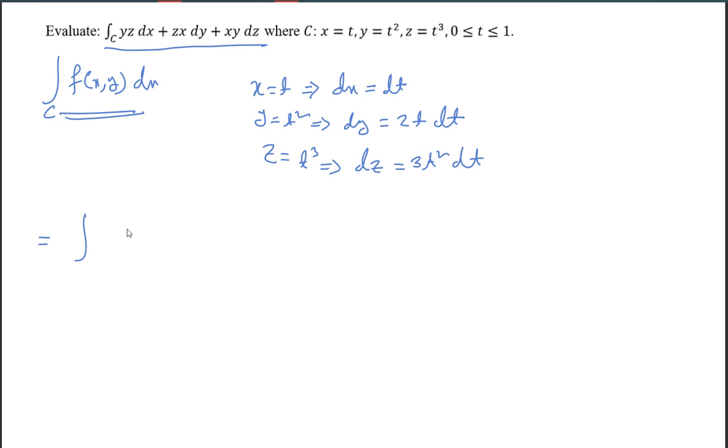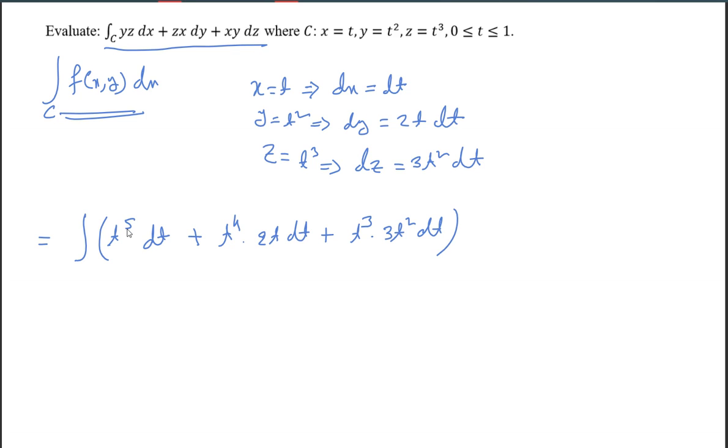integration over C. I will replace this C by t later. First yz: y into z, that is t square into t cube, that is t to the power 5, dx is equal to dt, plus zx. zx is equal to t to the power 4, so t to the power 4 into dy, that is 2t dt, plus the last one, xy dz, so t into t square, that is t cube, into 3t square dt.